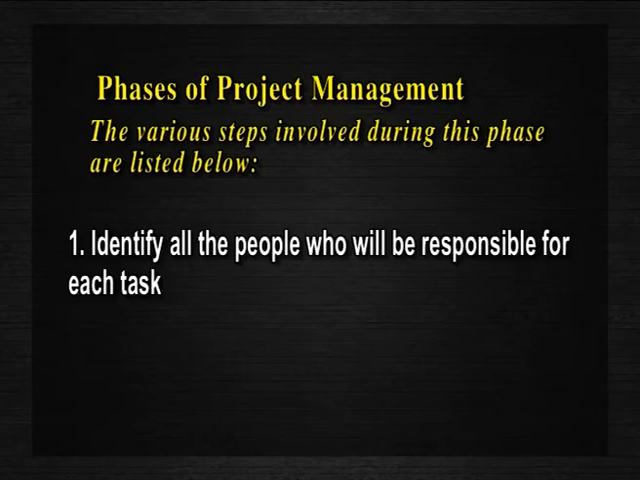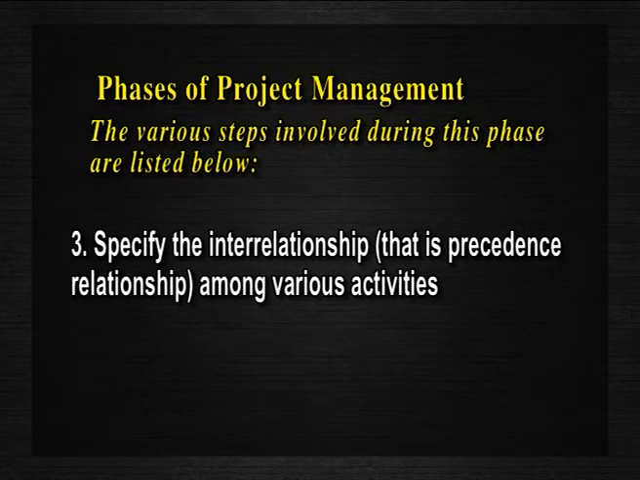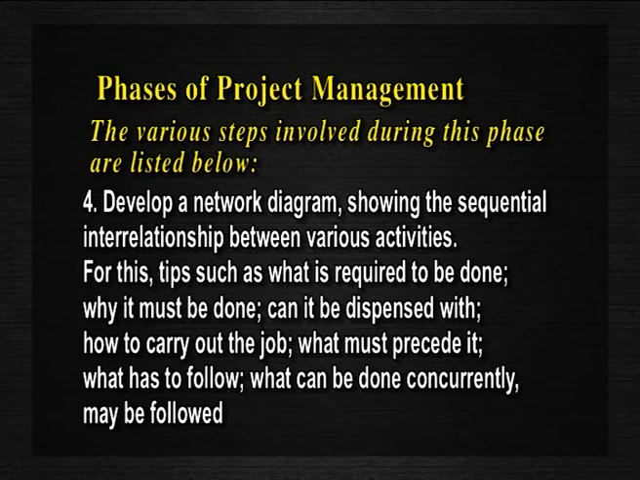Identify all the people who will be responsible for each task. Estimate the expected duration of each activity, taking into consideration the resources required for their execution in the most economic manner. Specify the interrelationship, that is, the precedence relationship among various activities. Develop a network diagram showing the sequential interrelationship between various activities.